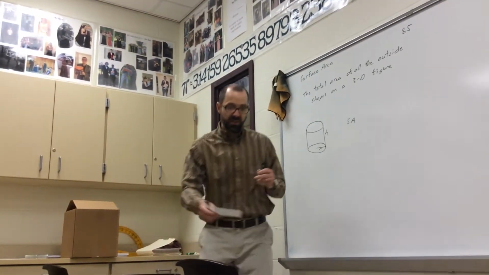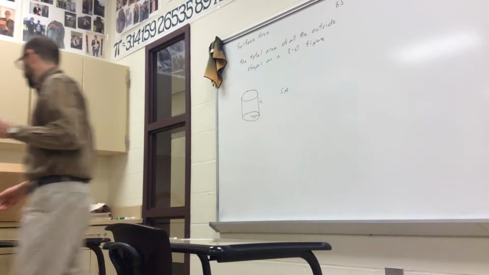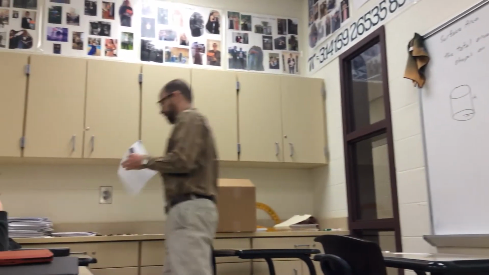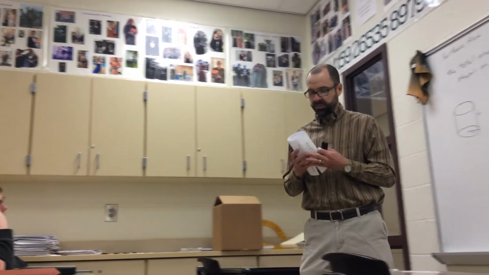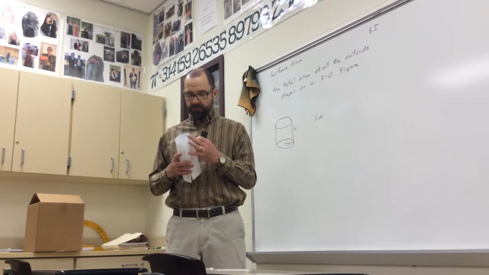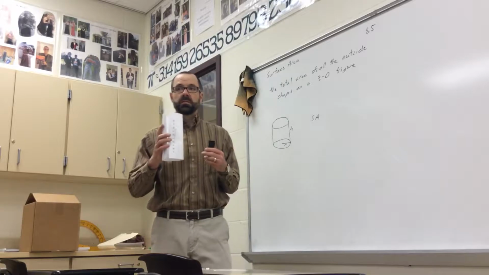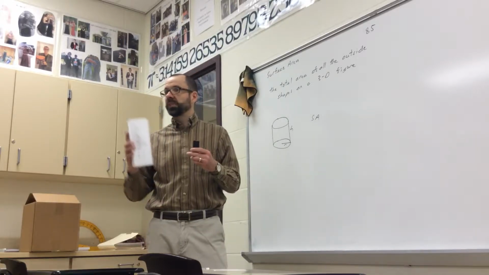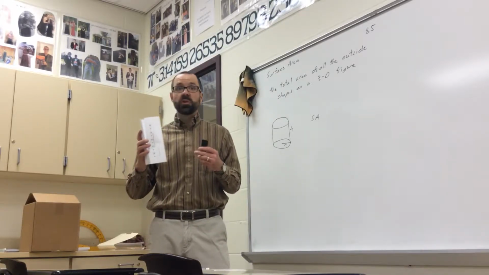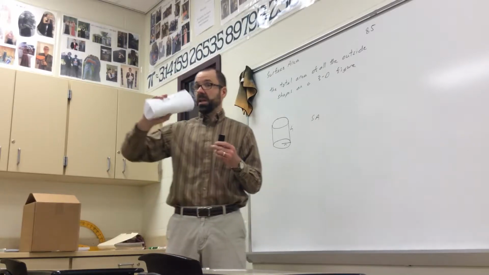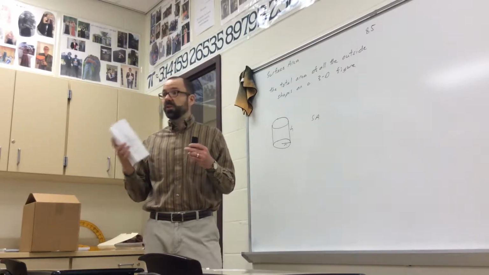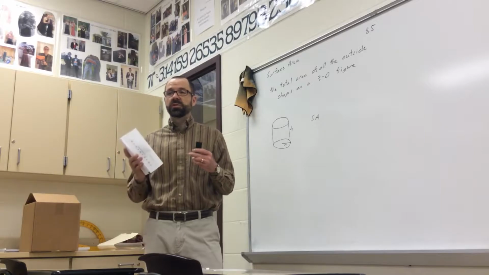All right, so when you have a cylinder, it looks like this. So what kind of shapes are there? Yeah, the circle. Two circles, right? There's a circle on the top and the circle on the bottom. So if we're going to find the surface area, we need to include the two circles.